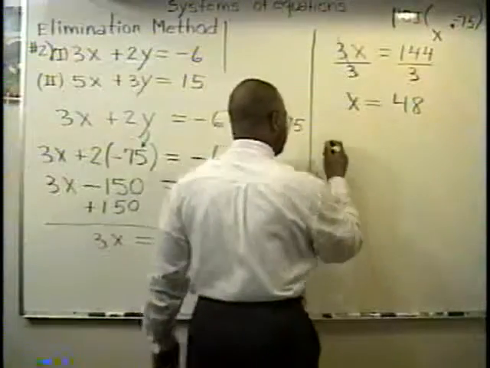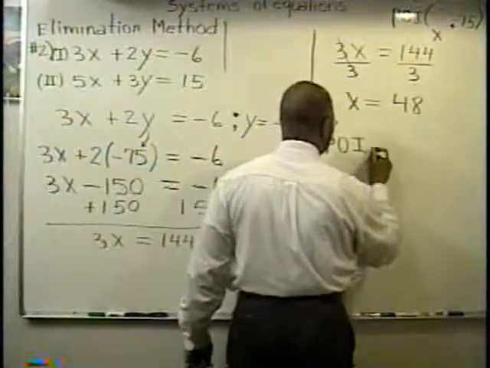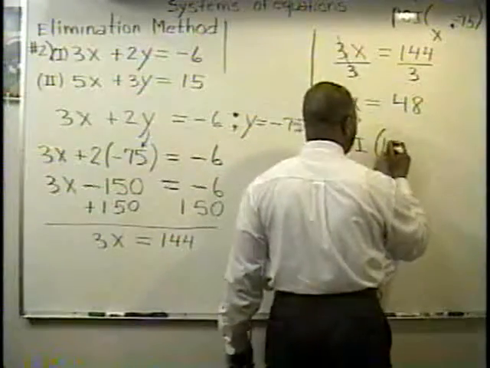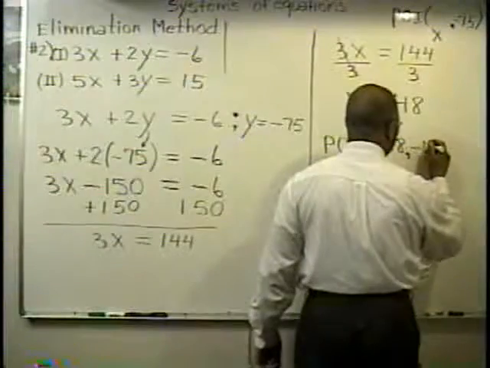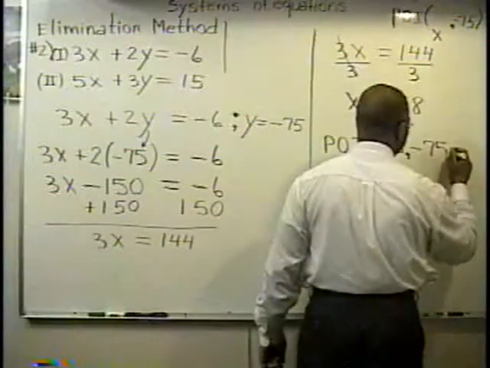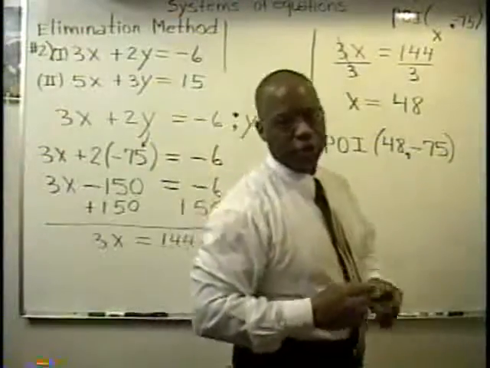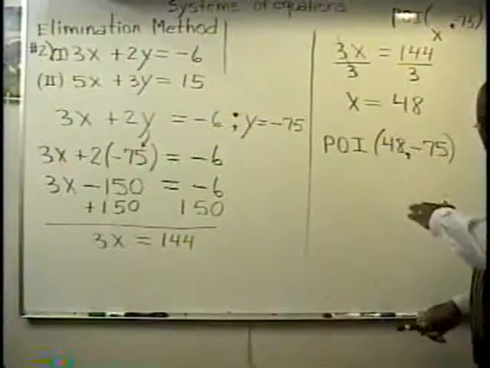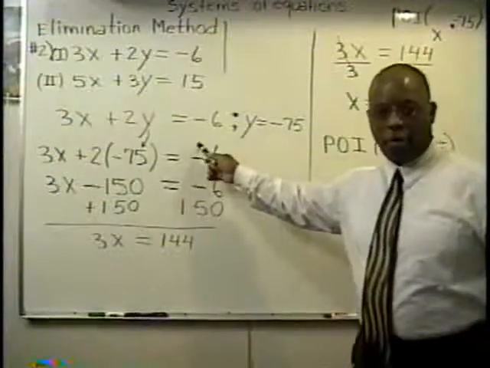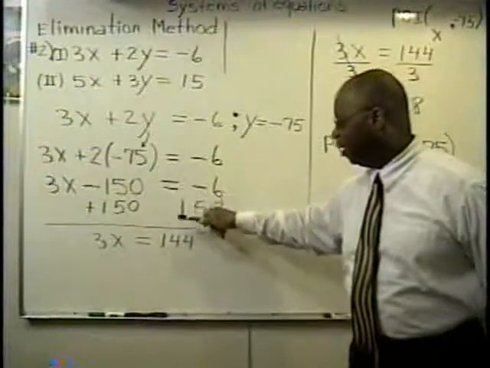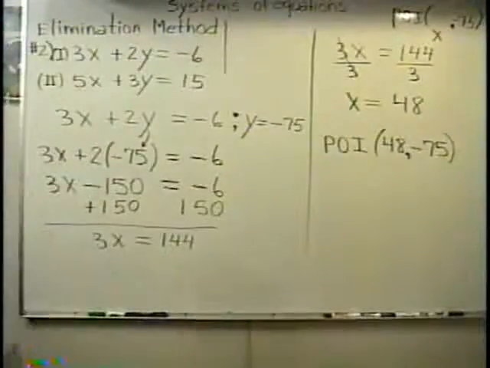So now I know that the common point of intersection of these two lines is the coordinate point (48, -75). There goes my common point of intersection. Do you agree with the work that I've done so far? Now, what I'm going to ask you again is to pause the video. Please copy everything down and check over what we have done.